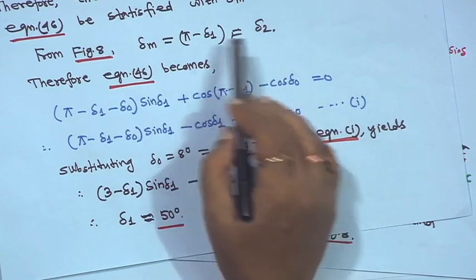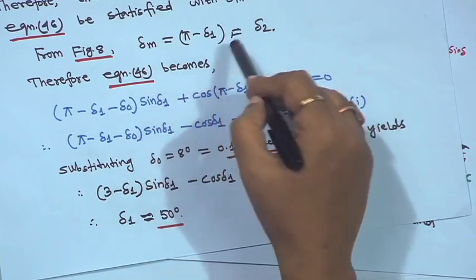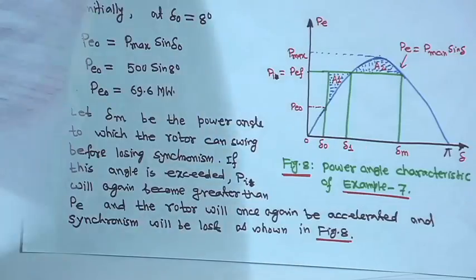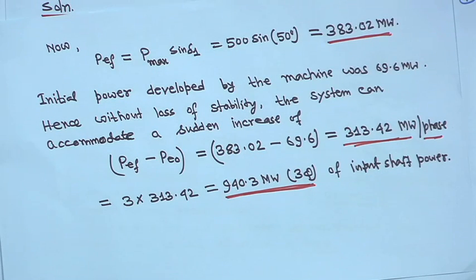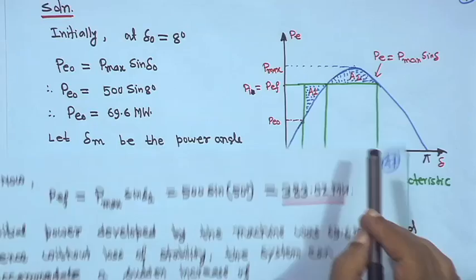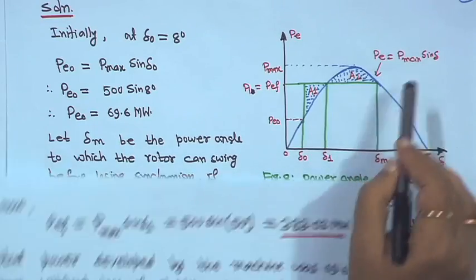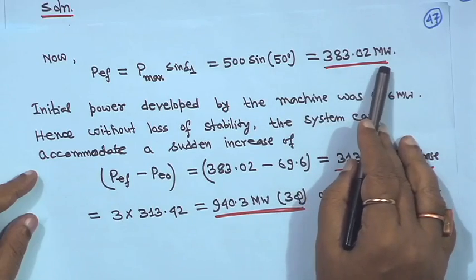Again, to repeat, delta m is nothing but delta 2 in the previous figure for the equal area criterion. The diagram here shows P F is equal to P max sin delta 1. So, delta is equal to delta 1, and P max sin delta 1 is 500 sin 50, which is 383.02 megawatt.